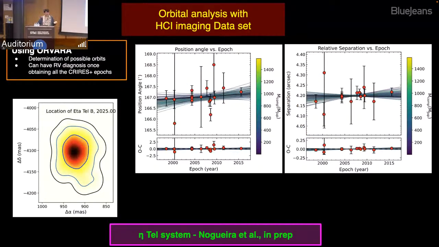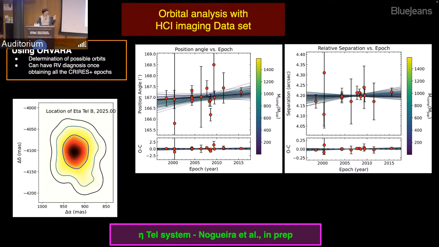Well, with the astrometrical coverage, we can do orbital fitting. These are preliminary results using Orvara. With Orvara, we can see the evolution in time of position angle and separation. We can also predict the location of the companion at any time you specify.